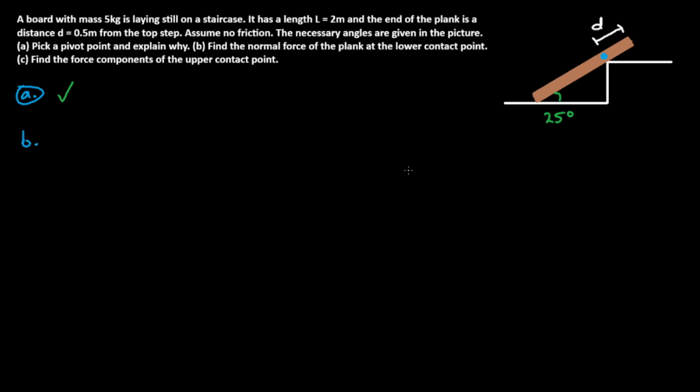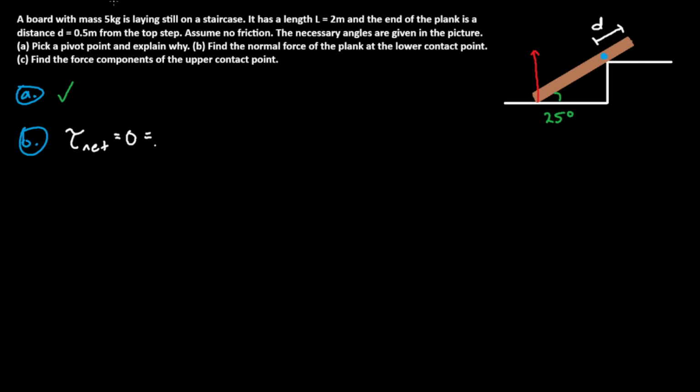Let's go into part B. For part B, we need to find the normal force of the plank at the lower contact point. So this guy right here. We need to find this normal force. How do you calculate that? In these types of problems where you pick a pivot point, you're nearly always going to set up a net torque equation, and this net torque equation is going to be equal to 0. If it wasn't, then I don't know what your physics professor is doing, because this is exactly what I got in my class that I just took less than a month ago.